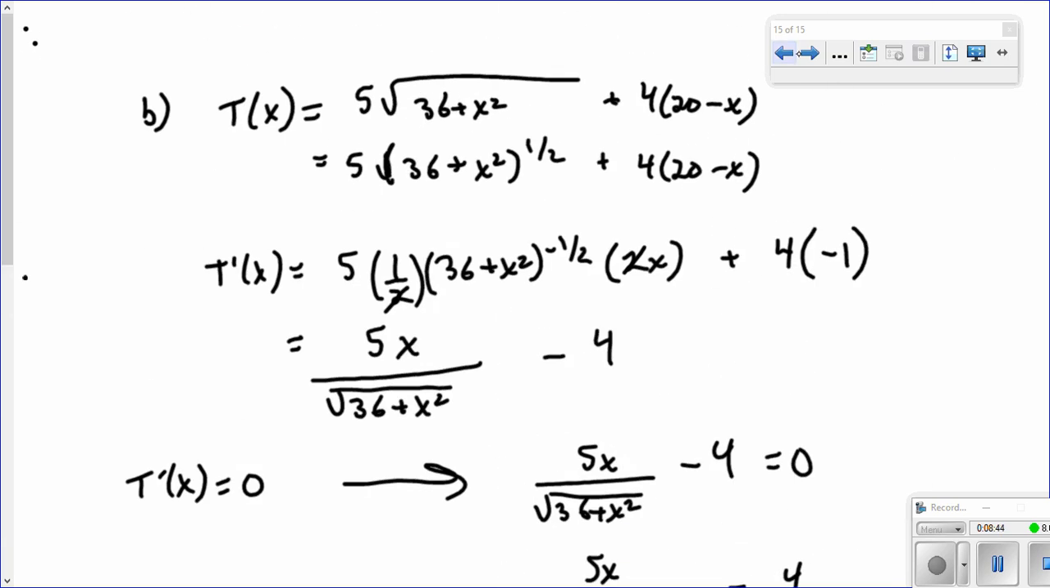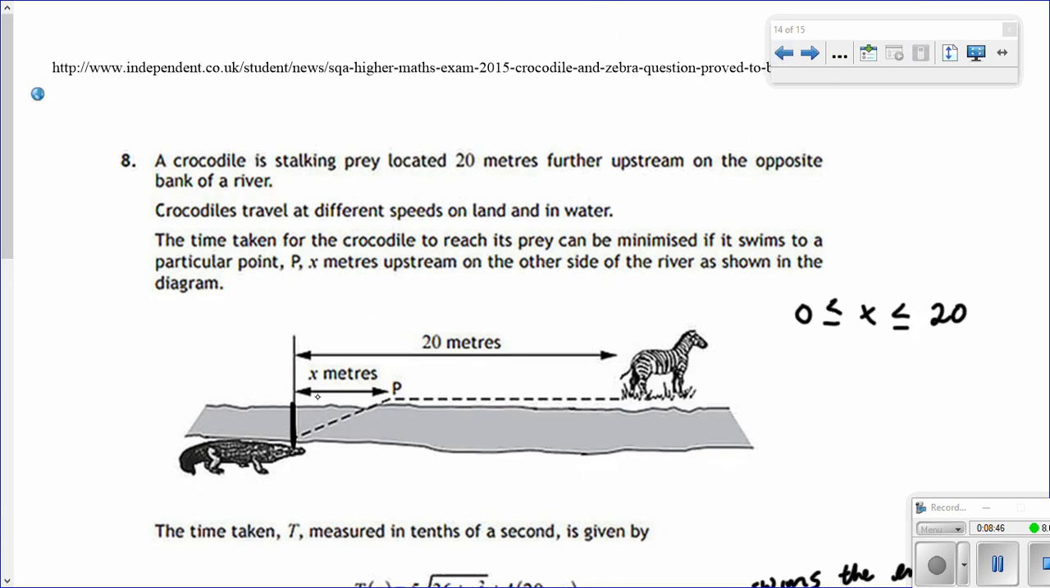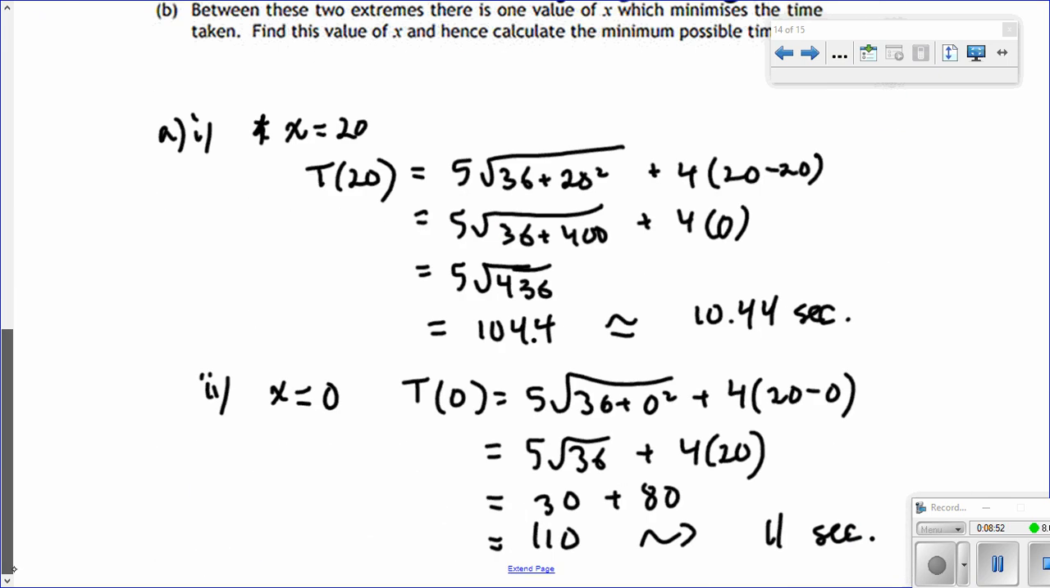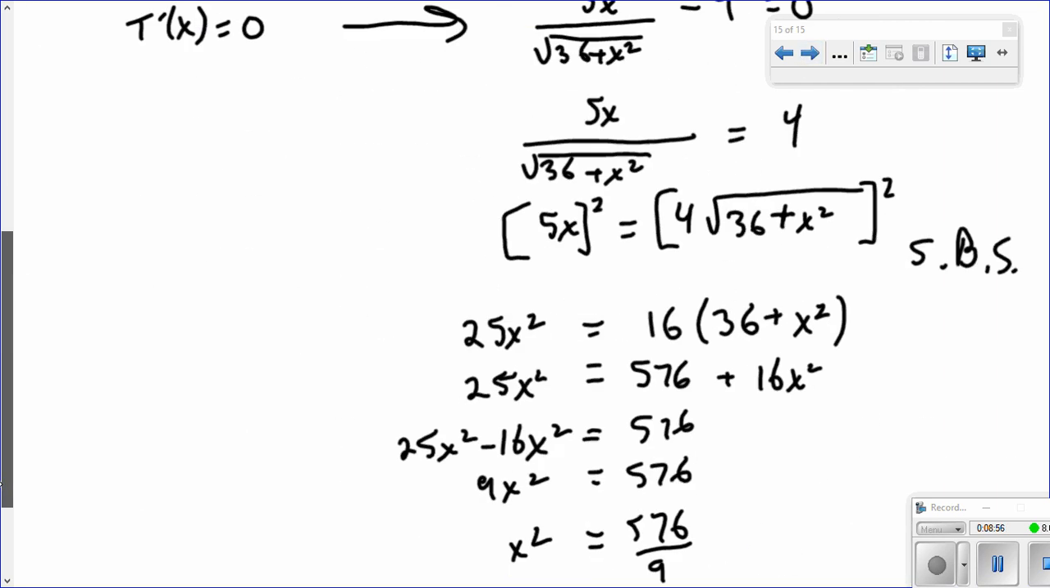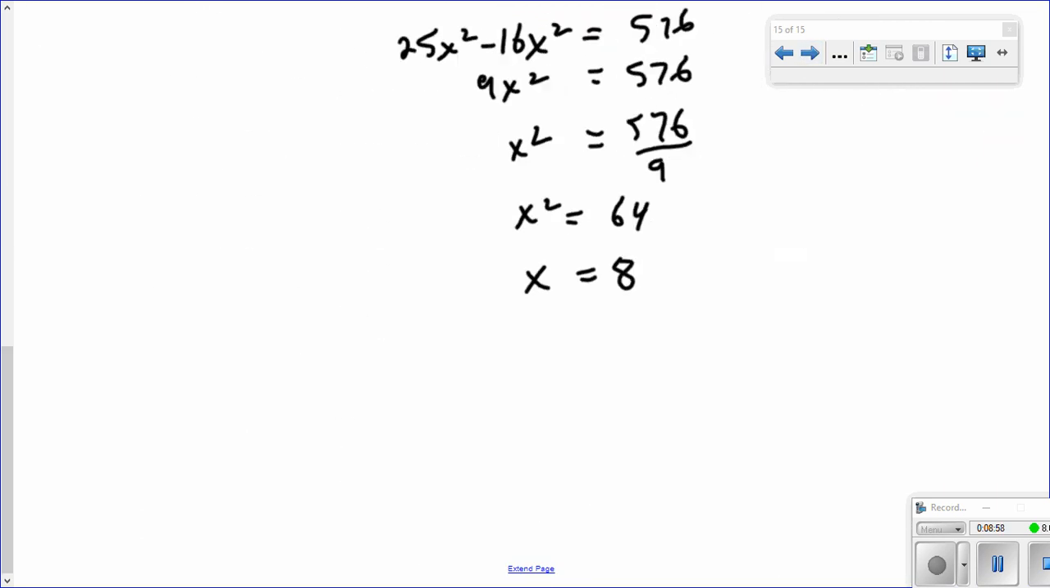So 8 meters down. So this would be 8, this would be 12. Just a quick calculation. And I'm going to find the time taken then. I have to put my value of x equals 8 into my time function. And this, remember my function.